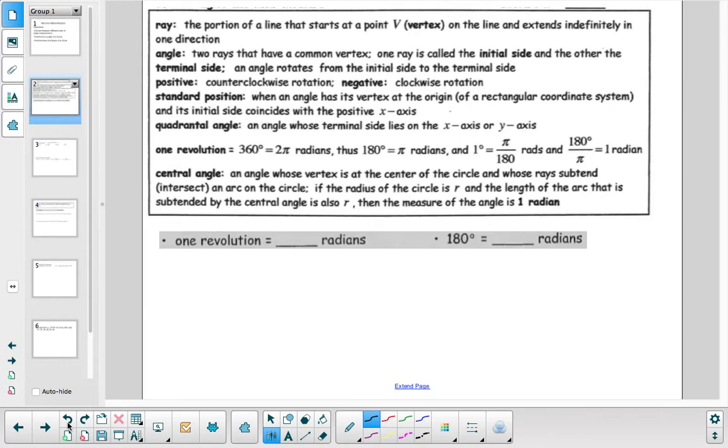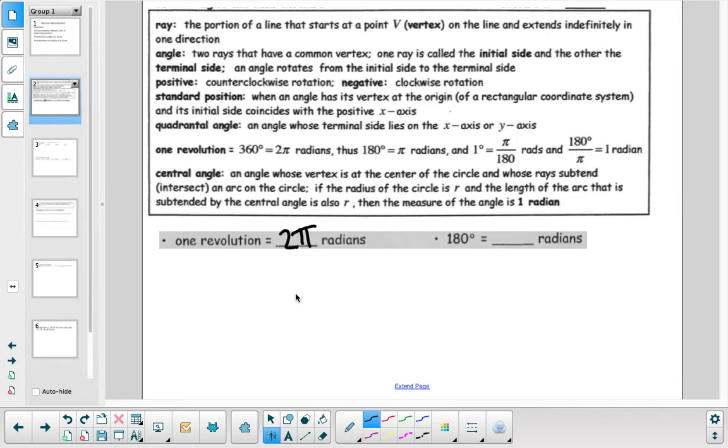So just read through this on your own. For most of this portion, what you need to know is that a revolution is 360 degrees when we're talking about degrees, but when we're talking radians, one revolution or a full circle has 2 pi radians. And this is a super important part.